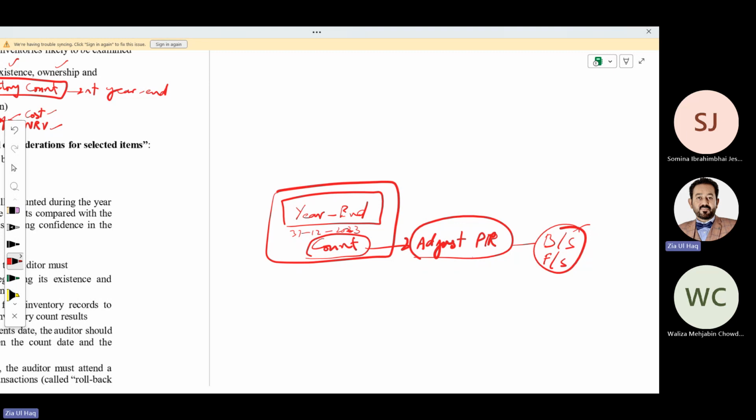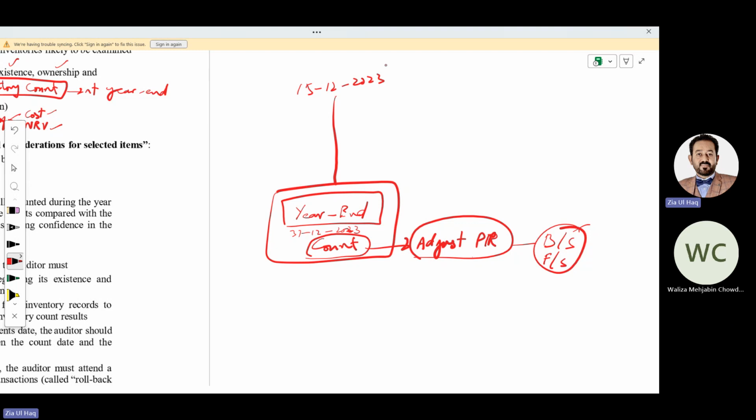If the client requests that we perform the count other than at year end, we can accept if client management integrity is honest. I mean, there is no doubt about management integrity, the control system is strong, and there are no chances of fraud. In that case, we can accept the client's request. Then we can perform the count either 2 weeks before year end, meaning, suppose, on 15th December 2023.